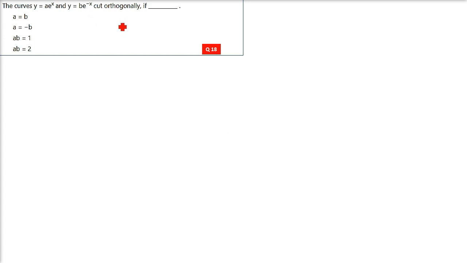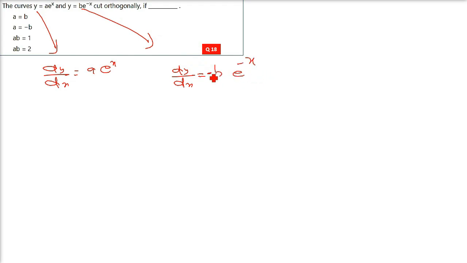We'll get a relationship here. This is dy by dx, what will it be? A is constant, e raise x will be e raise x. What about this? dy by dx will be b, e raise minus x will be e raise minus x. Then differentiation of negative x is going to be -1. So this is minus b into e raise minus x.